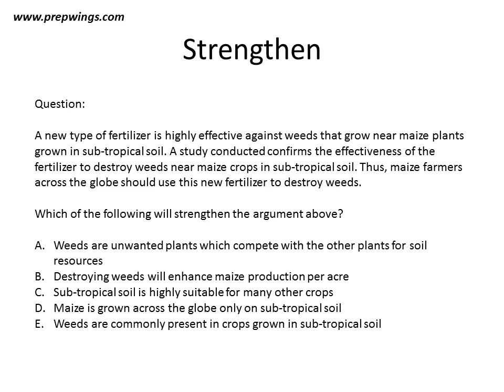Option A says, weeds are unwanted plants which compete with the other plants for soil resources. Option B says, destroying weeds will enhance maize production per acre. Option C says, subtropical soil is highly suitable for many other crops. Option D says, maize is grown across the globe only on subtropical soil. And option E says, weeds are commonly present in crops grown in subtropical soil. So we have looked at the argument presented and the options here.